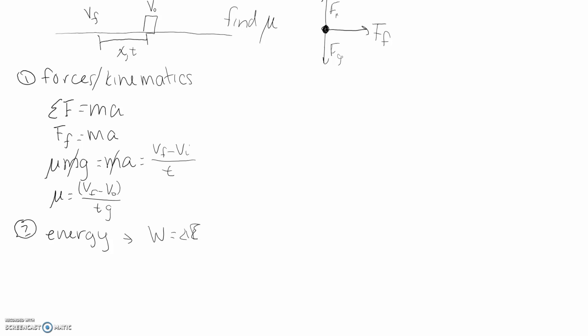Normal and gravity do not do any work on our system because they're perpendicular to the motion, so they do not change the energy of our system, whereas the force of friction is our external force that is changing energy. So the work is only the work done by the force of friction, and that is equal to the change in energy of our system.